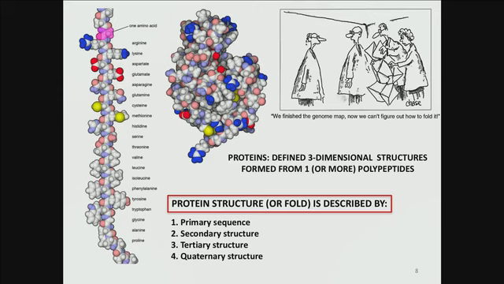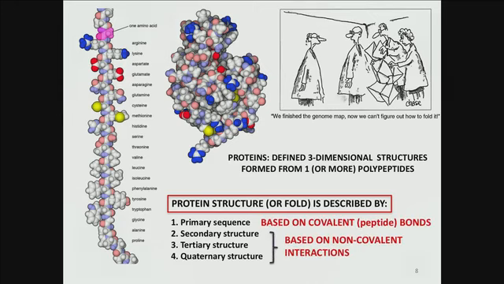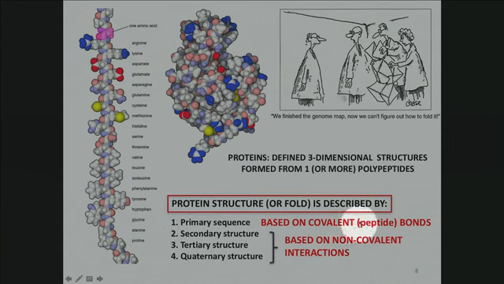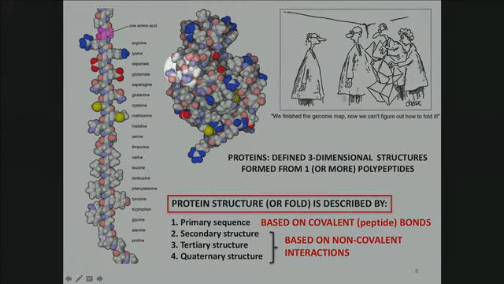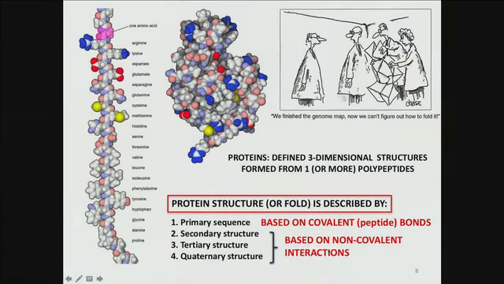And so just to reinforce to you, the primary sequence is established by covalent bonds, the peptide bonds, but the globular tertiary structure is based on non-covalent interactions, okay?